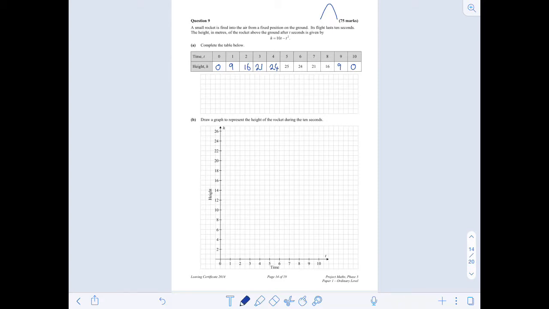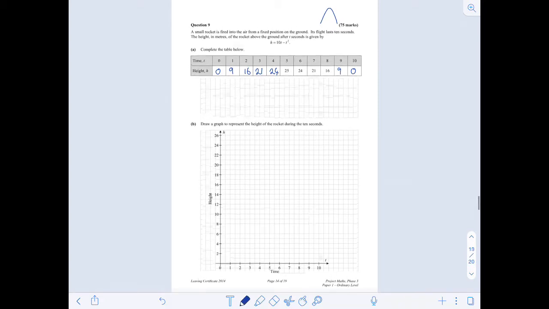And I'm going to go from 0 to 0, so I'll put a dot down there. And then we want to go from 1 to 9, so that's about there. 2 to 16. 16 is about there, I think. 3 to 21 is about there, perhaps.